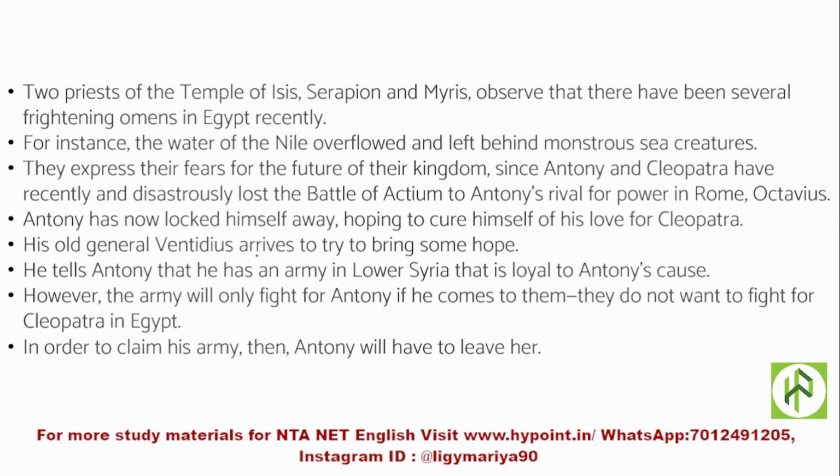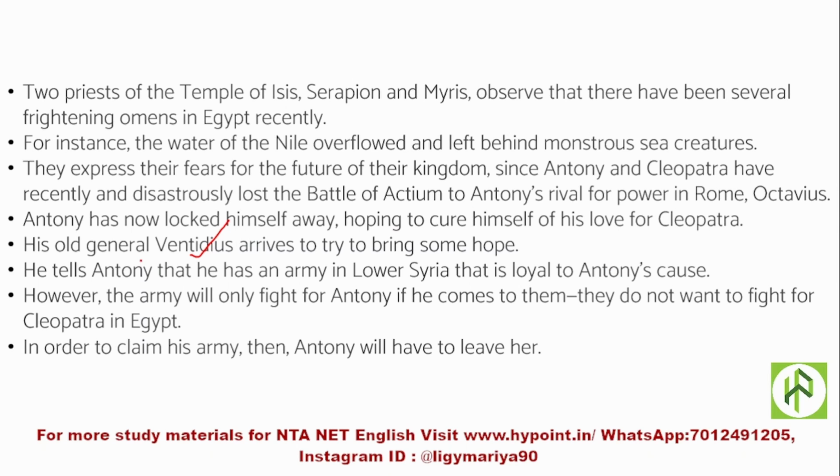His old general Ventidius. So remember this character. Antony's old general Ventidius arrives to try to bring some hope. He tells Antony that he has an army in Lower Syria that is loyal to Antony's cause. But Antony is no longer interested in participating in any kind of battles, because he wants to be with Cleopatra and enjoy his life, be in that love, enjoy Cleopatra's presence. And Cleopatra in turn also wants him to be with her.